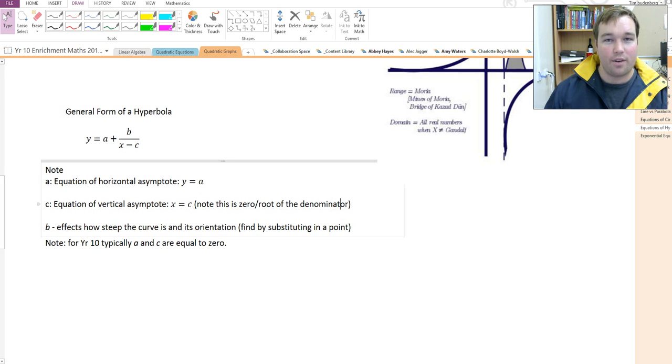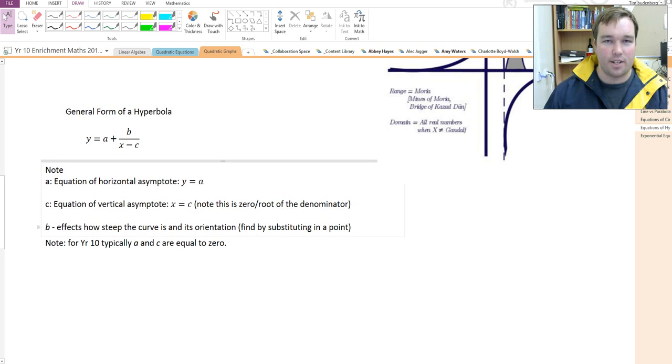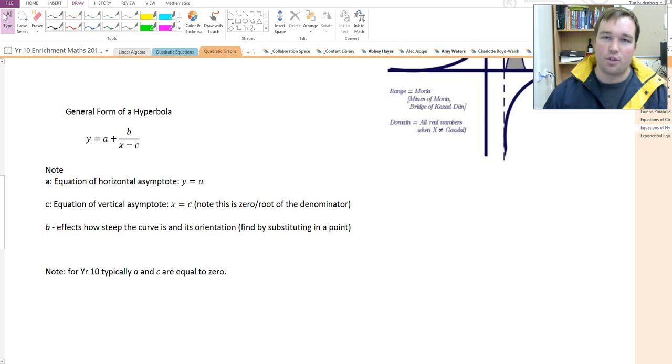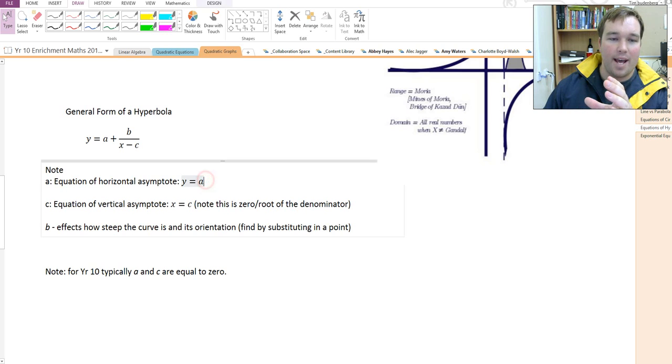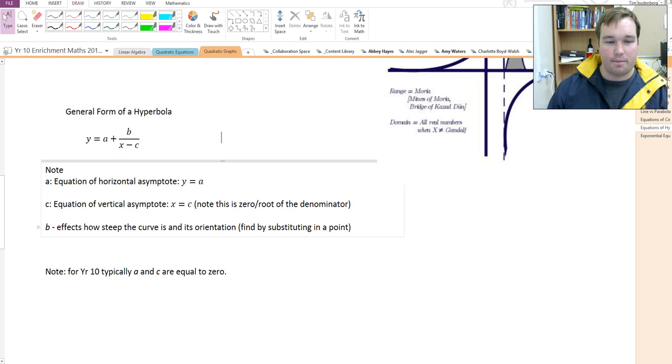Try putting a quadratic on the denominator and see what happens. It's quite cool. B affects how steep the curve will be and its orientation. And you generally find B by substituting a point. So if you're shown a hyperbolic graph, you can tell what A and C are by where it asymptotes, where it curves off to infinity. B, you have to take a point and substitute it in.